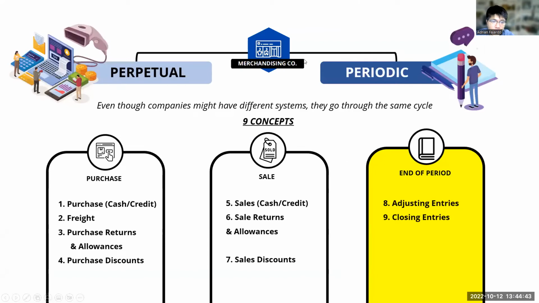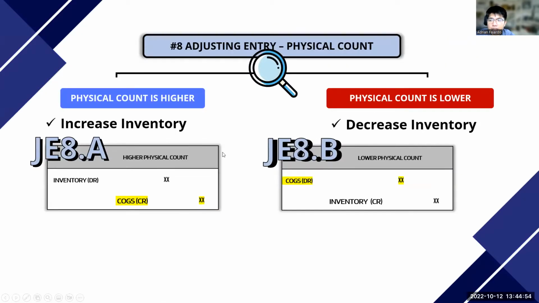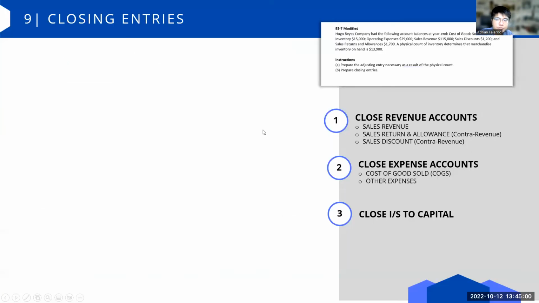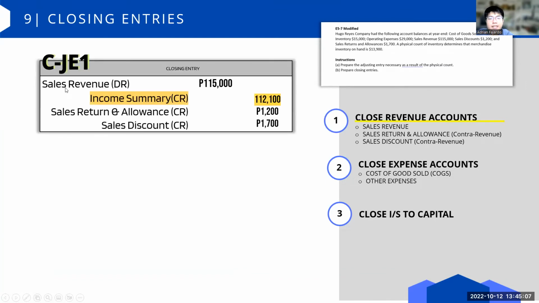Now that we've updated COGS and now that we've accounted for the correct physical count, the next step is to close the entries, right? So after 8, gagawin na natin yung 9. So again, increase inventory and decrease inventory, just kindly make sure you master the difference. But we always follow the physical count. So now we're ready to close. So step 1, we close the revenue accounts. So that would be debit sales revenue and then credit your sales return allowance and your sales discount. And then you squeeze in your income summary of 112,100.